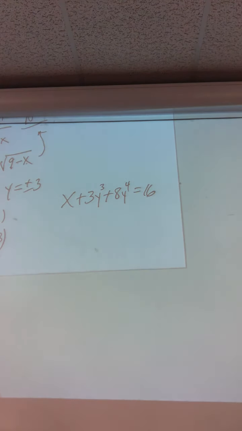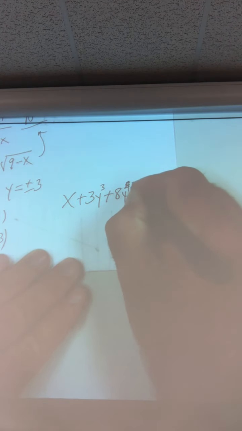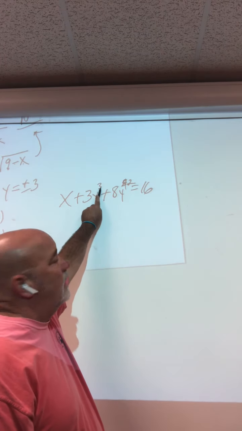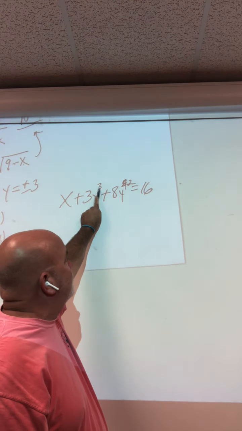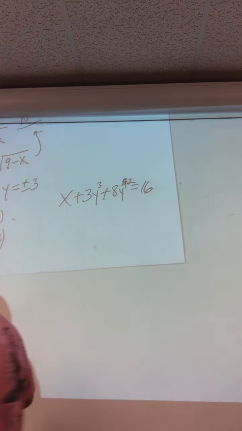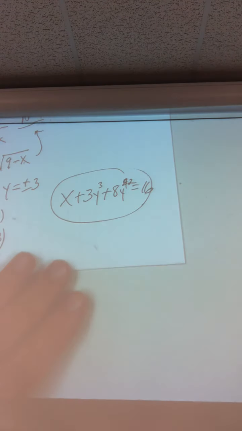Now, if this had been 2 instead of 3, now the biggest power of y is odd. So this would be a function. Okay, so that's basically how that works. But you're not going to run into anywhere you have multiple y's in a problem.